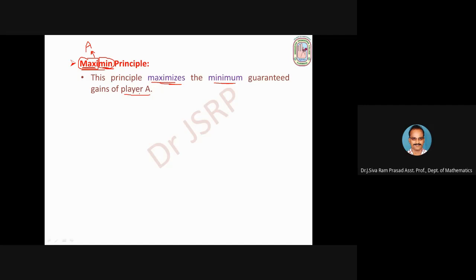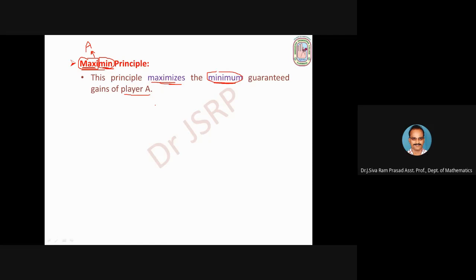Okay. So that is the meaning of this principle. How do we calculate this? First, we find minimum gains of player A with respect to each of his strategies. That means, as I have already told, rows represent strategies of player A. So first strategy of player A means first row. So in first row, we identify minimum value. That is minimum guaranteed gain with respect to first strategy of player A.